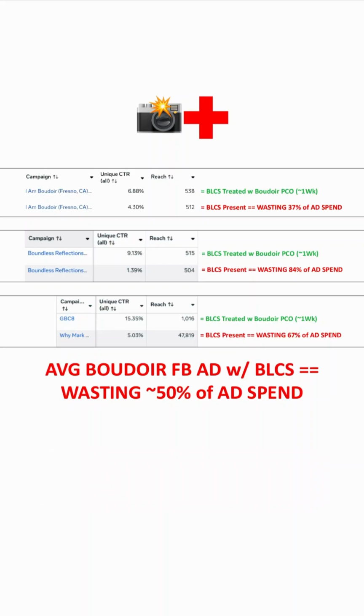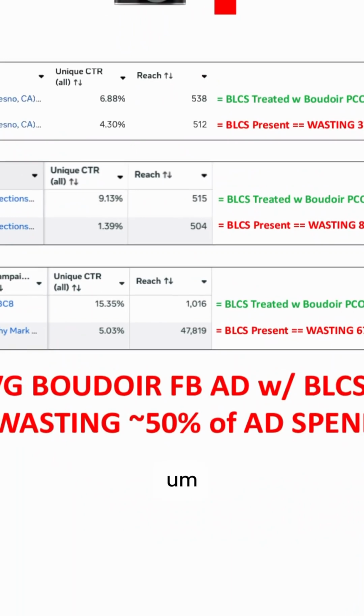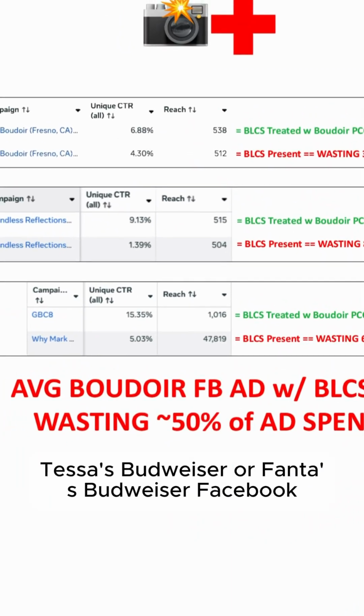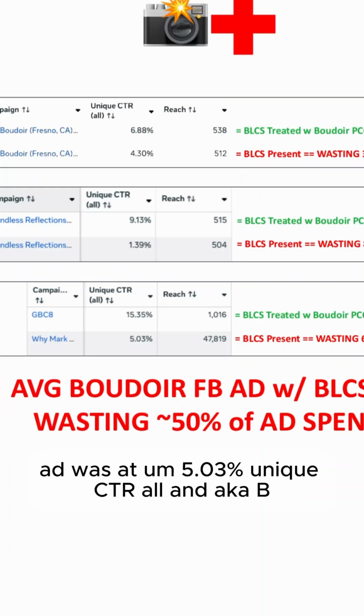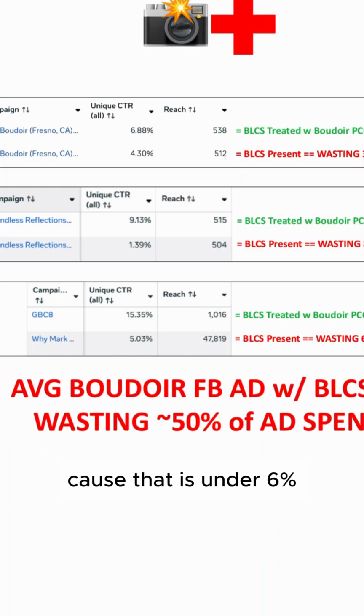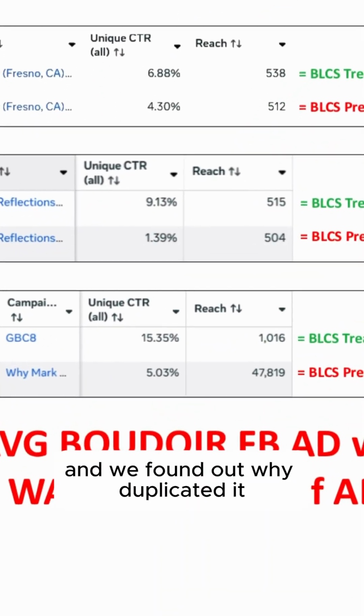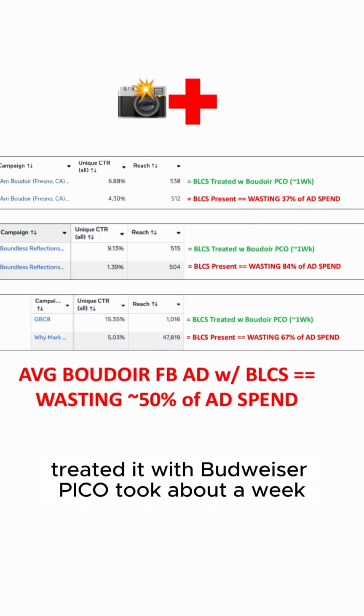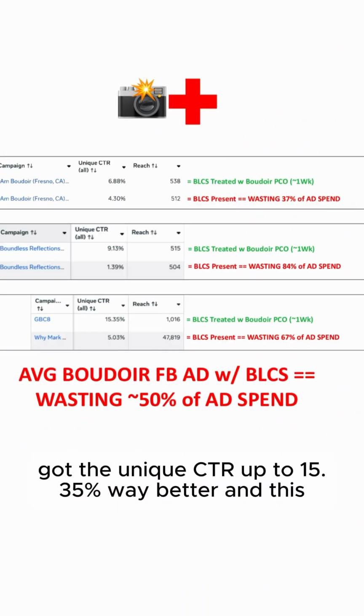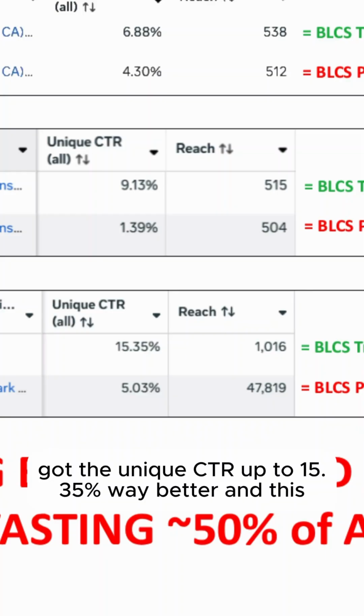Finally, had a patient test his Boudoir Facebook ad and found out it was at 5.03% unique CTR, and aka BLCS was present because that is under 6%. And I duplicated it, treated it with Boudoir Pico, took about a week, got the unique CTR up to 15.35%, way better.